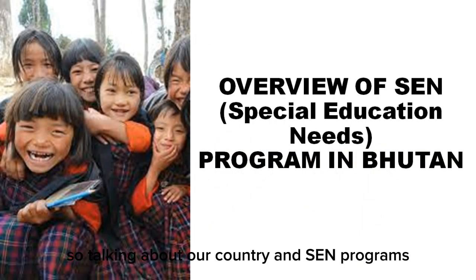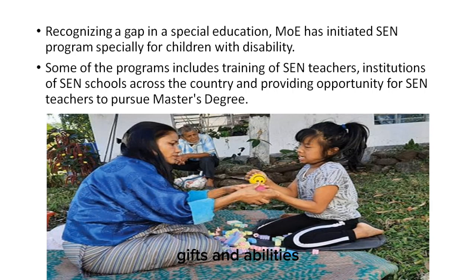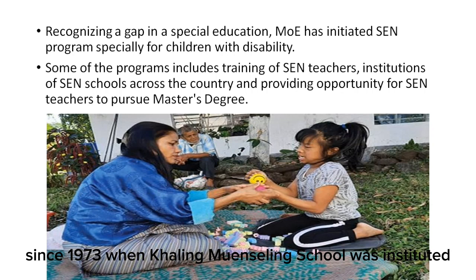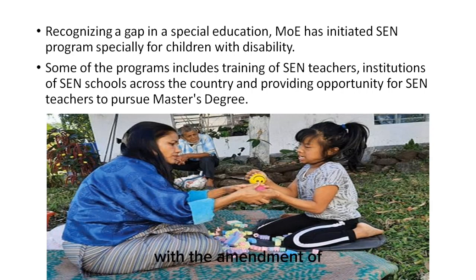Talking about our country and SEN programs, recognizing that all human beings are born with unique gifts and abilities, the Royal Government of Bhutan has been committed to ensuring equal opportunities to develop their abilities and gifts to take part in nation building activities since 1973, when Kaling Munsel Lobdra School was instituted, followed by the Wangsel Institute in the year 2003. Today, these projects are further strengthened with the amendment of national policies for disability.